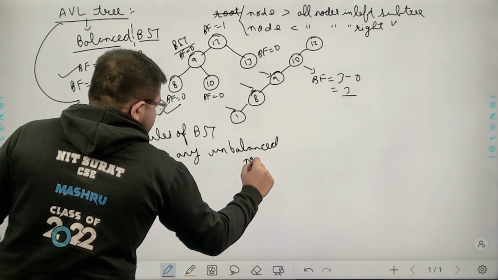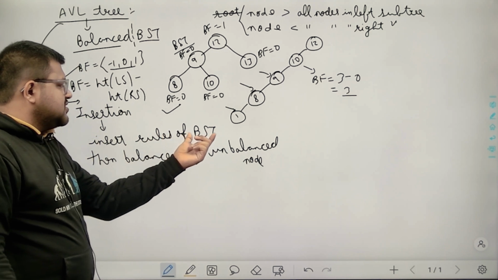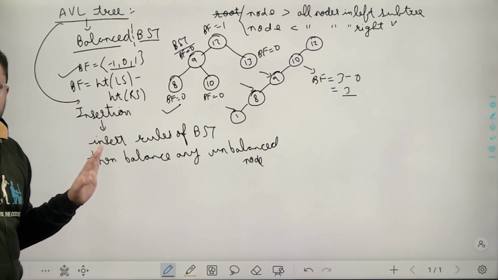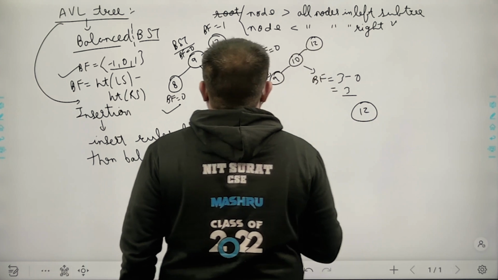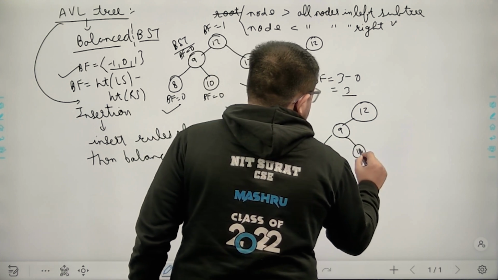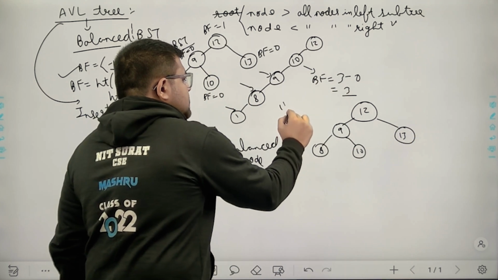So first of all, we'll simply insert the new value which we want to insert according to the rule of the binary search tree, and then if any node is unbalanced, we will balance it. So for example, let's take this example. So this is 12, this is 9, this is 8, this is 10, and this is 13, right? So let's say I want to insert 11.